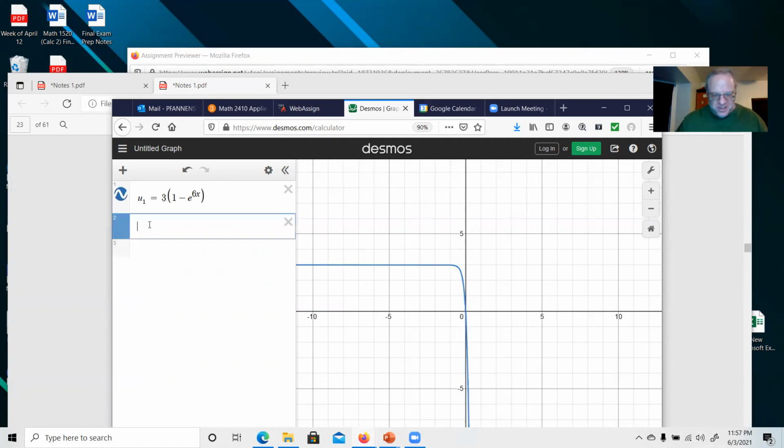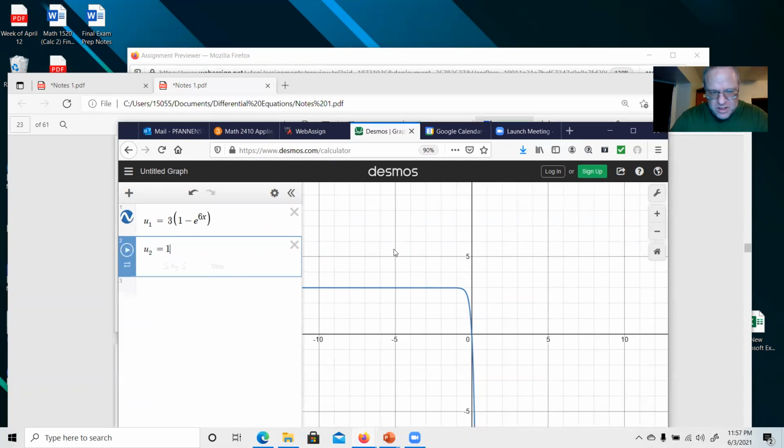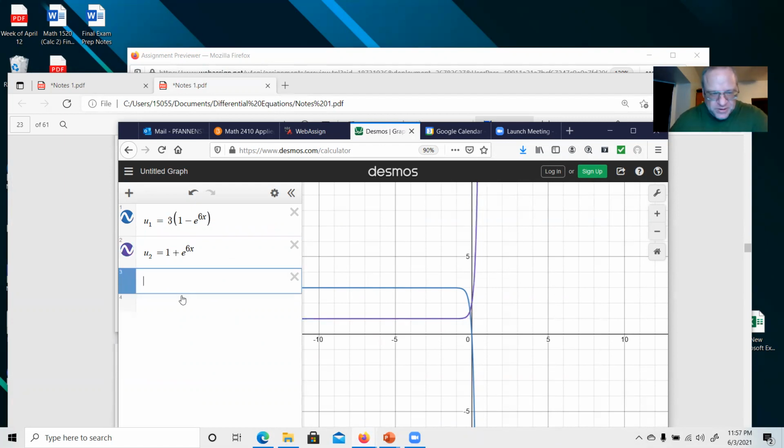Okay. U2. Oops, I want u2. And that is equal to 1 plus e to the 6x. And again, that's going to go shooting way up, because e to the 6x is huge. Okay, and then we're going to say y is equal to 2x plus, and we're going to have u1 over u2.